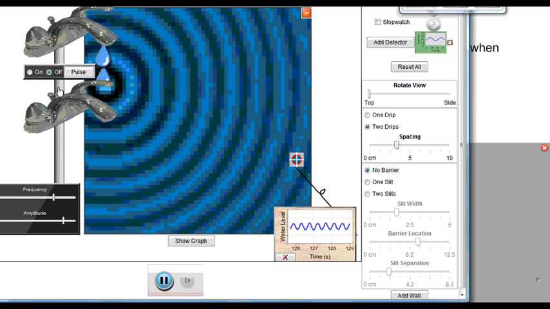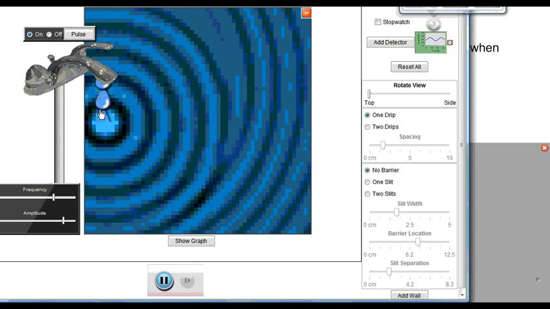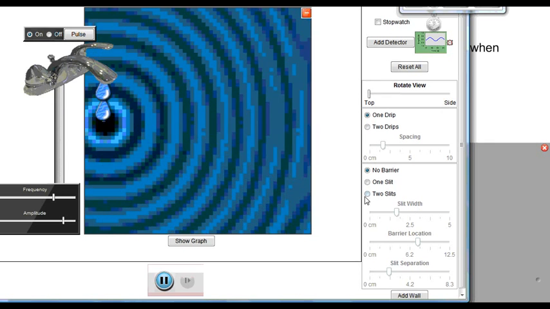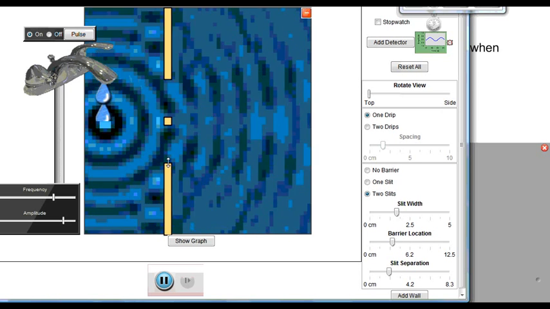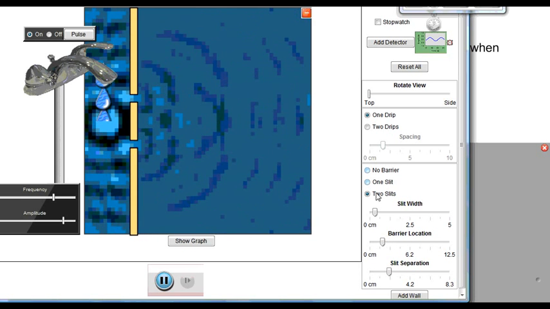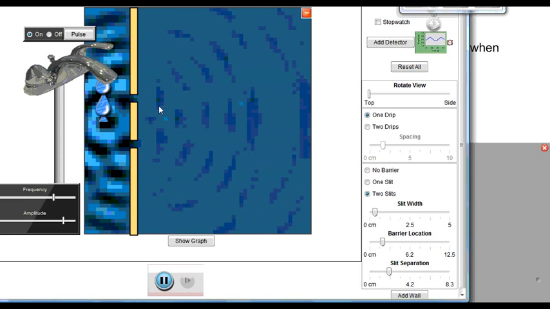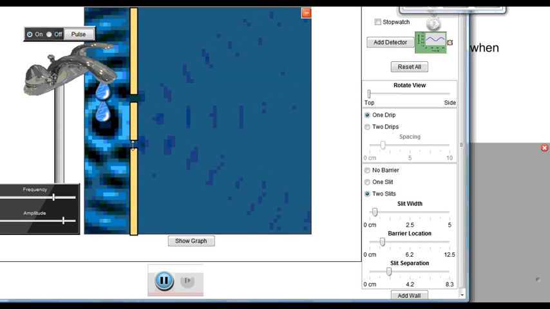One of the other neat things we can do, turn this one off here, with even one faucet or one drip, one source, if I use this idea of a barrier or slit, we can get the same sort of thing happening because, according to Huygens' principle, each one of these slits or barriers acts as its own source of waves.